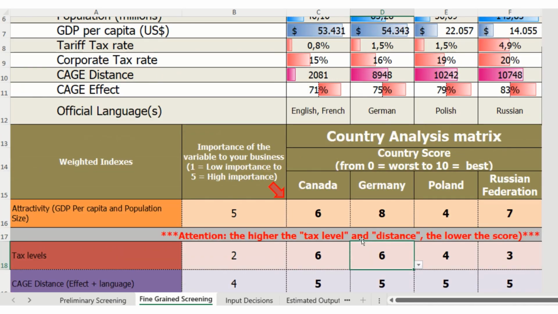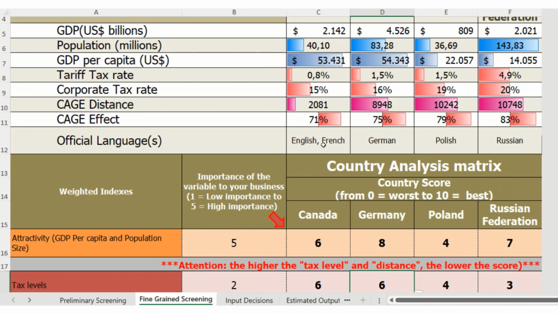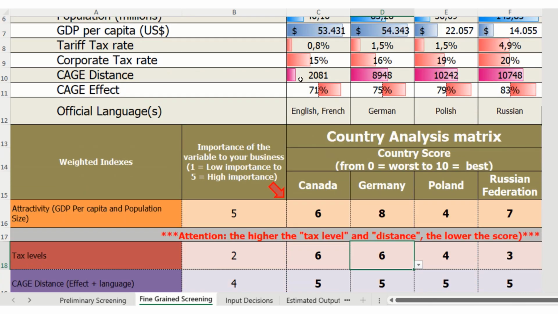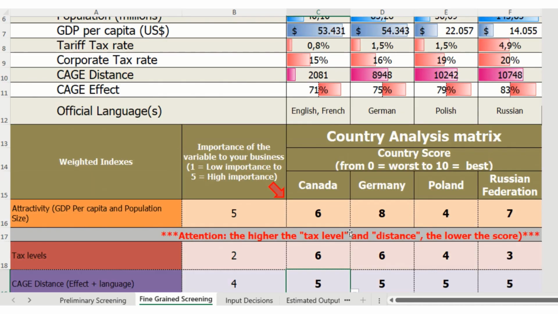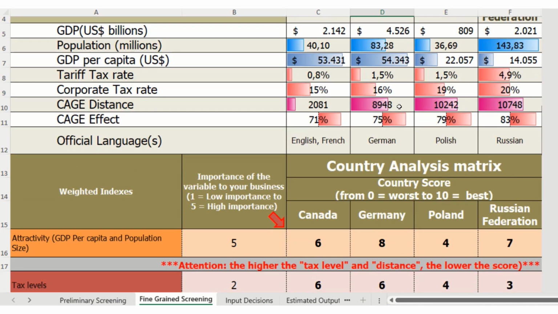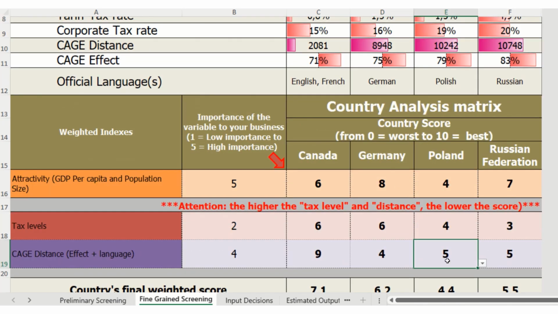And now it's time to talk about cage distance and the effect of language as well. So here we have official language English in Canada, and the cage distance is lower, so it means that I may use a really good and attractive number here. So probably put here a 9 for it. And here we have a longer cage distance, and they don't speak the same language. So maybe you put like a 4 and 3 and 2 because we have a high level of cage distance.